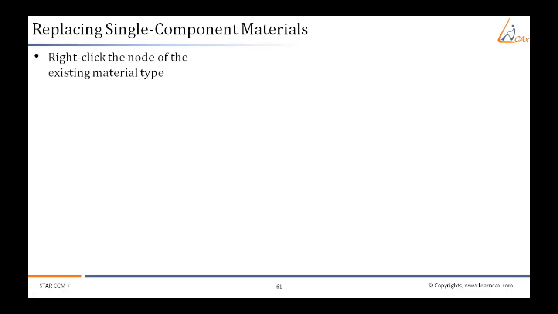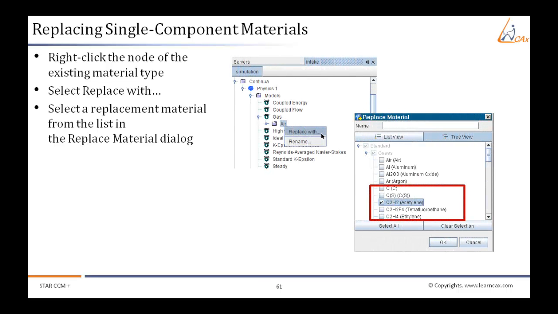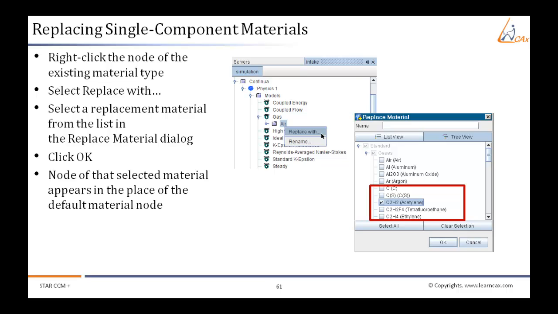To replace a single component material, right-click the node of the existing material type and select Replace With. Then, select a replacement material from the list in the Replace Material dialog and click OK. The node of that selected material appears in the place of the default material node.